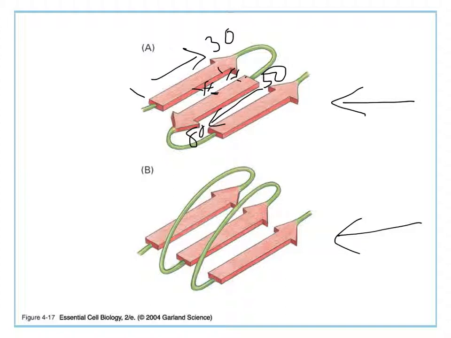In parallel sheets, the sequences run in the same direction, and additional looping above them allows for those sequences to run in that same direction. We see both parallel and anti-parallel sheets in different proteins. So beta sheets and helices are common. Do all proteins have helices? No. Do all proteins have beta sheets? No. Sometimes they can have both. Sometimes they can have one or the other, and some proteins may not have either.